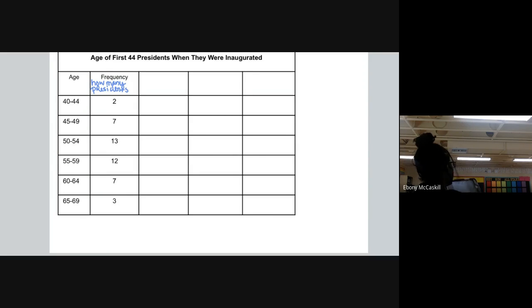The frequency tells you how many presidents. So if I read this, there were 2 presidents that were in between 40 and 44. How many presidents were in between 45 and 49? 7. How many were in between 60 and 64?